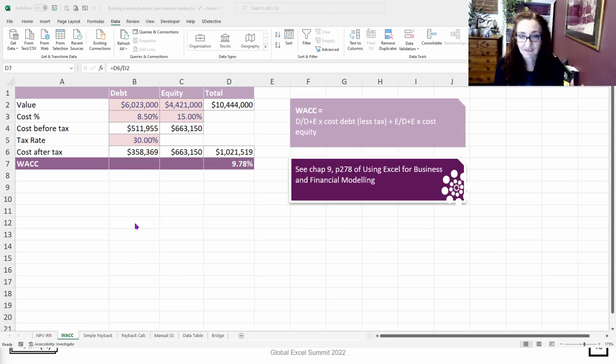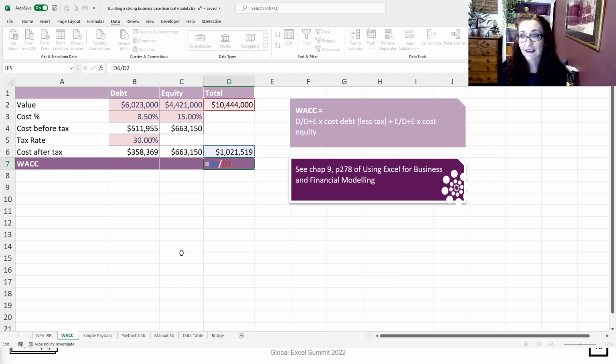And I'll make this Excel file available at the link below as well. So this is how you would calculate your WACC. You've got perhaps a company worth $10 million. It's made up of this much debt and this much equity. So you'd calculate your cost of debt and your cost of equity, take out the tax effect, and then you can see that at a simplistic level it costs about $1 million to run a $10.4 million company. So that is going to be your weighted average cost of capital.